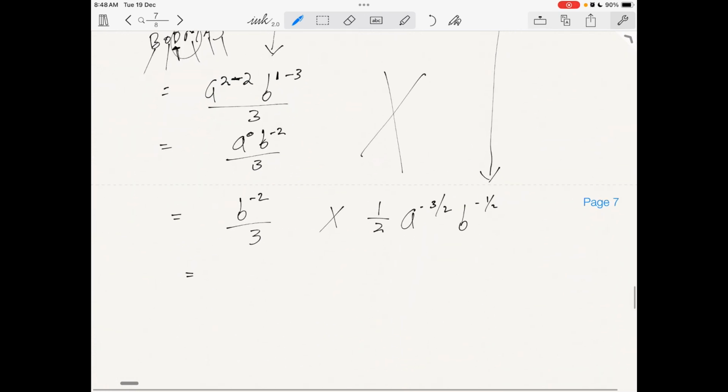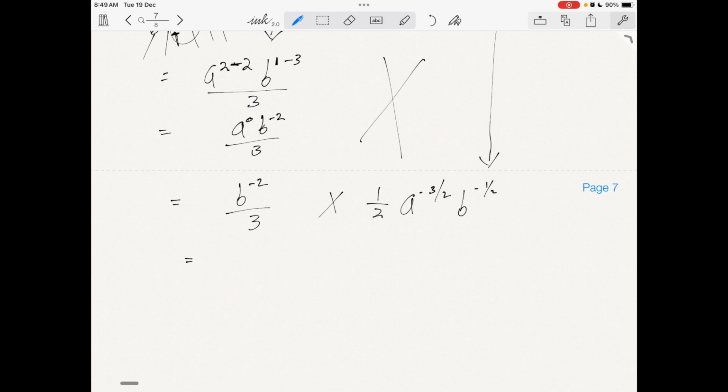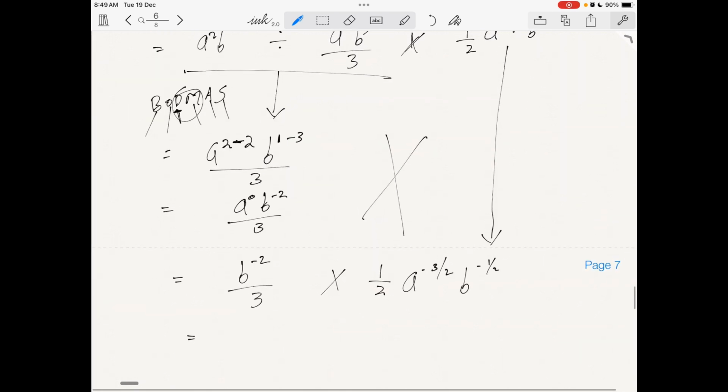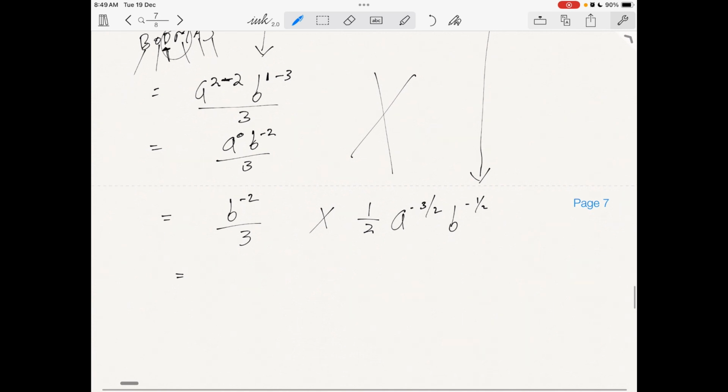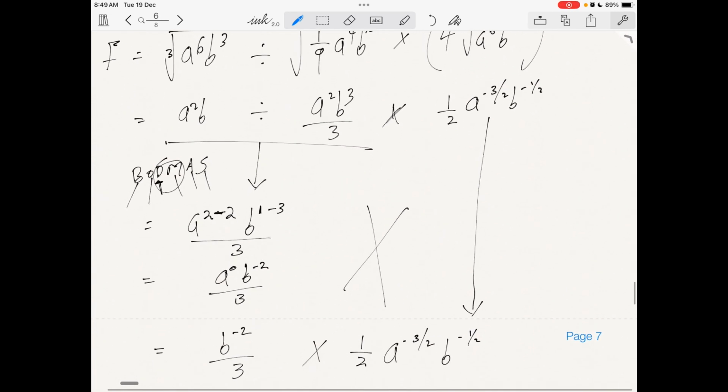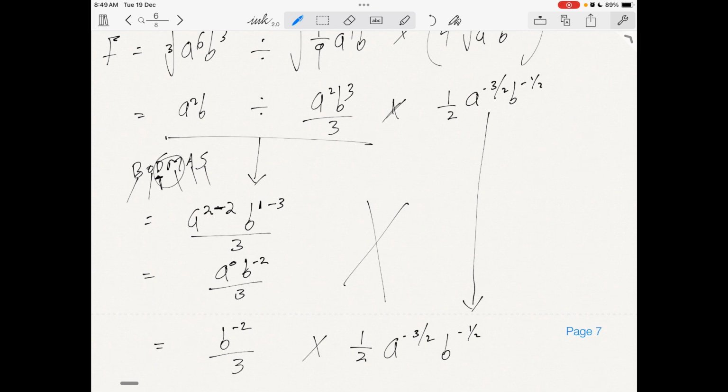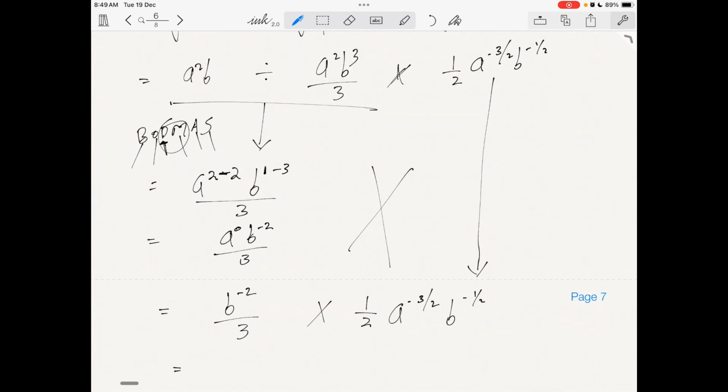Alright, let's proceed. So that will give me b raised to power minus 2, and I can now multiply it out. That will give me b raised to power minus 2 over 3, multiplied by, or I bring out my coefficients first. Yes, something was missing. We made a very big mistake. I was trying to figure it out. I think I found it, so let's go over it again, please.